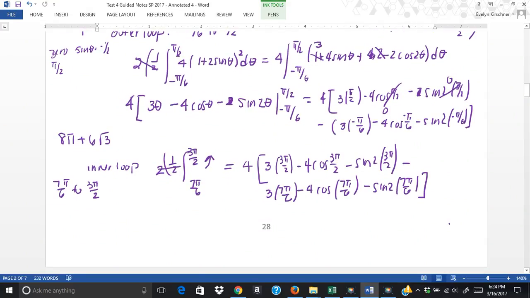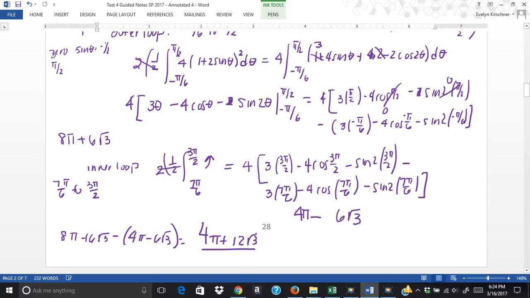You should get 4 pi minus 6 radical 3. So the area between is 8 pi plus 6 radical 3 minus (4 pi minus 6 radical 3), which gives you 4 pi plus 12 radical 3. And that is your final answer.